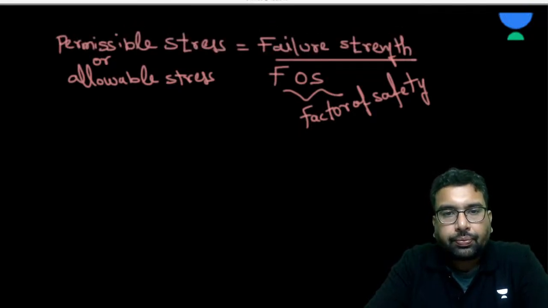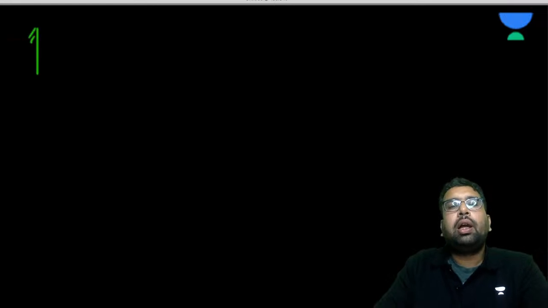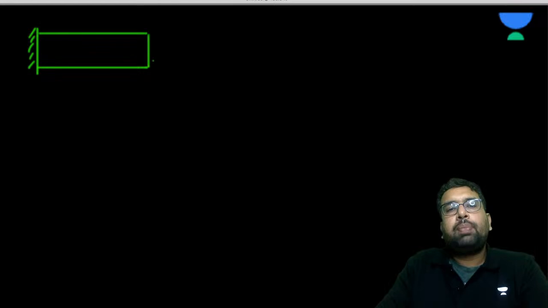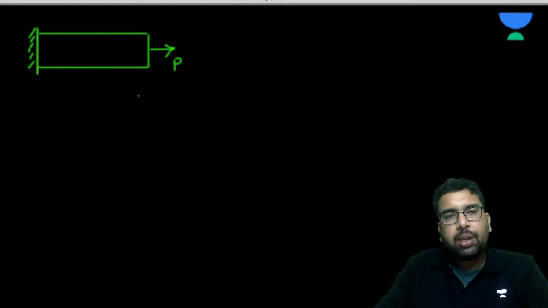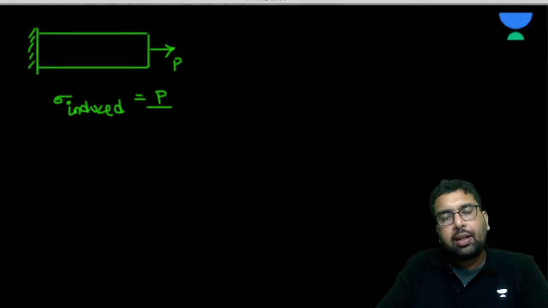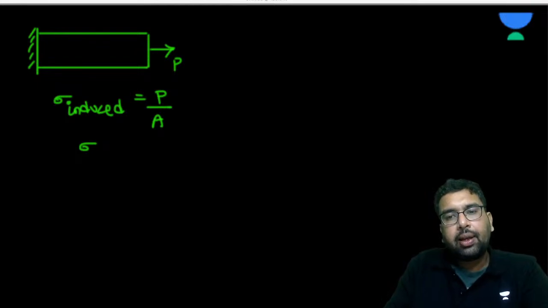Okay, so ultimately, what is to be taken care of? If a force is applied on a body, it can be like this or any force. The stress coming due to this force is force upon area. Now you know what is the force, and what is the area that you must be taking, right?